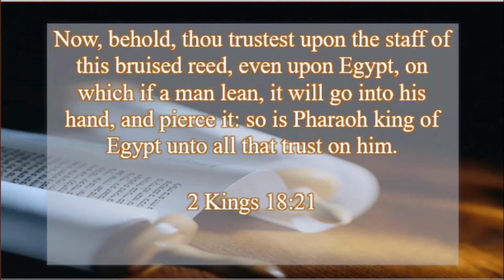Which if a man leans against Samekh, it will go into his hand and pierce it. So is Pharaoh the king of Egypt, and all that trust on him. What it's doing here is saying that the Pharaoh, the king of Egypt, is that bruised reed, where people were leaning upon him. And that's what it's talking about there.